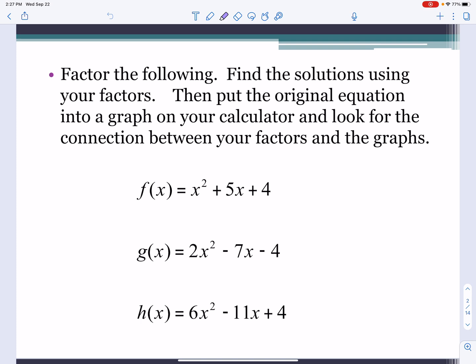So what I would like you to do right now is pause the video and do these, and then we'll go from there. Pause and do them. All right, so if I look at the first one, when I factor the first one, that would be x plus 1 and x plus 4, because those are my factors of 4 that add up to 5.